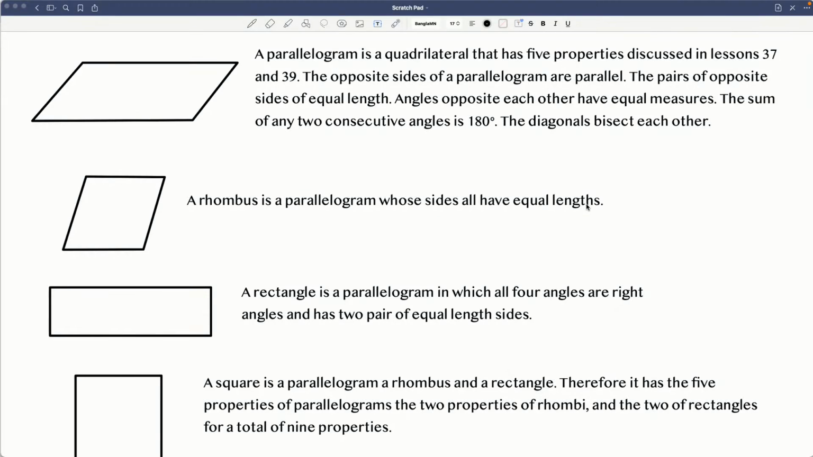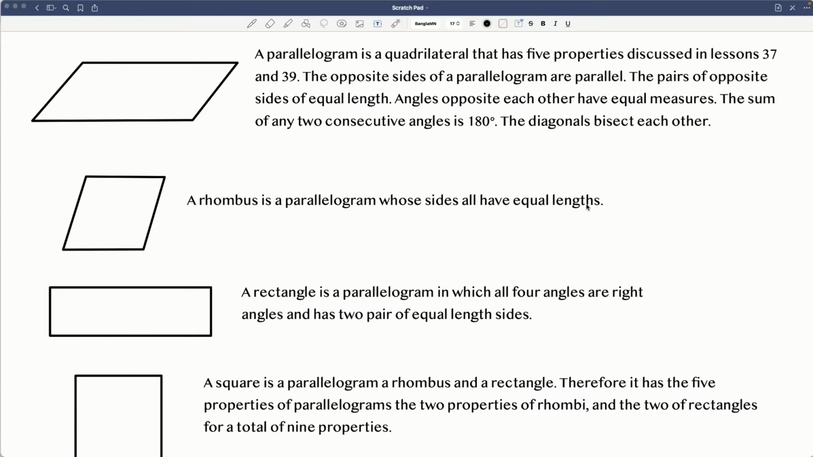We're going to talk a little bit more about some geometry today in lesson 126. We're going to talk about our quadrilaterals. Quadrilaterals are a polygon that has 4 sides, and there are many subclasses of quadrilaterals. We have parallelograms, rhombi, rectangles, squares, and trapezoids.